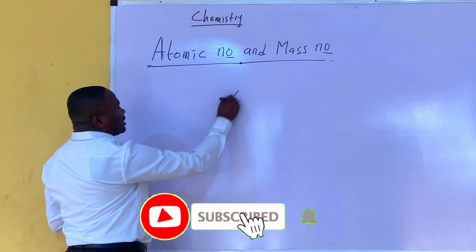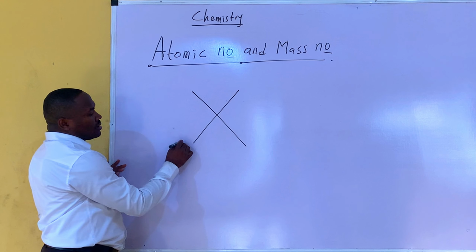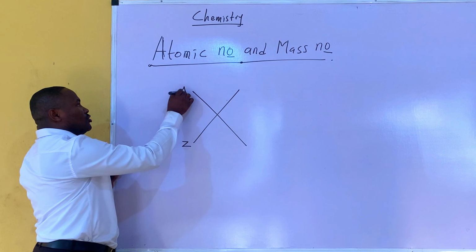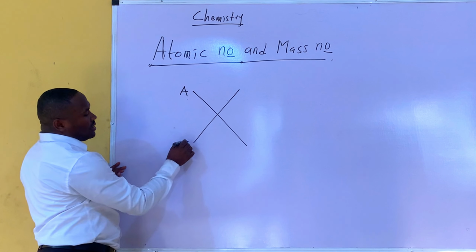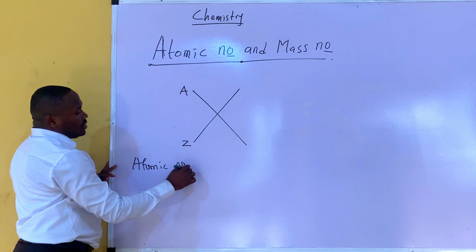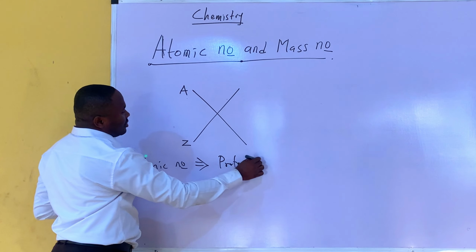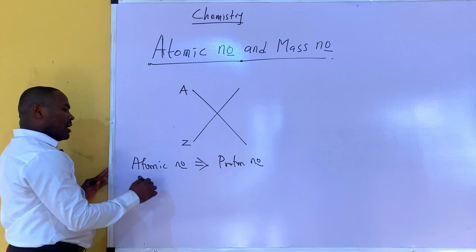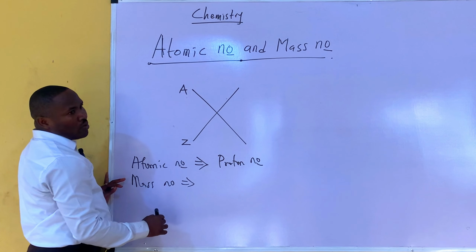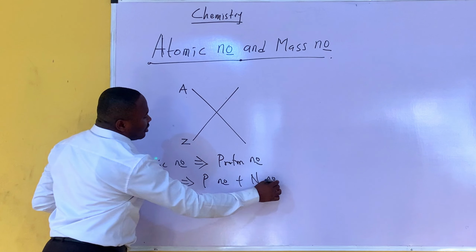Let's assume an atom of an element as X, the atomic number to be Z, and the mass number to be A. The atomic number of the atom is also equivalent to the proton number, while the mass number of the atom is equal to the proton number plus the neutron number.